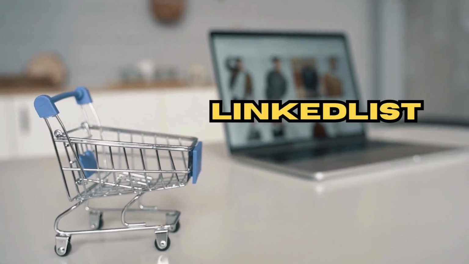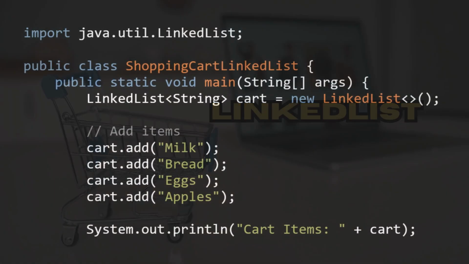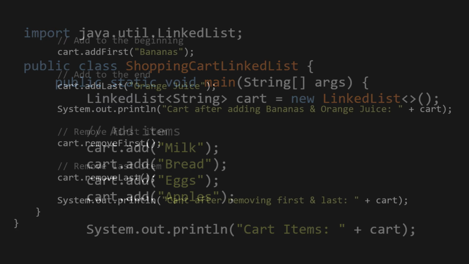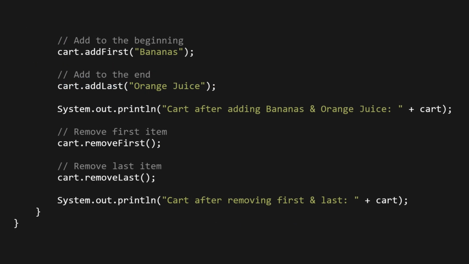Now let's build a shopping cart with LinkedList. Import java.util.LinkedList, public class ShoppingCartLinkedList, public static void main(String[] args), LinkedList<String> cart = new LinkedList<>(); cart.add milk, bread, eggs, apple, System.out.println("Cart items: " + cart), cart.addFirst("bananas"), cart.addLast("orange juice"), System.out.println("Cart after adding bananas and orange juice: " + cart). Remove the first item, cart.removeFirst(), cart.removeLast(), System.out.println("Cart after removing first and last: " + cart).